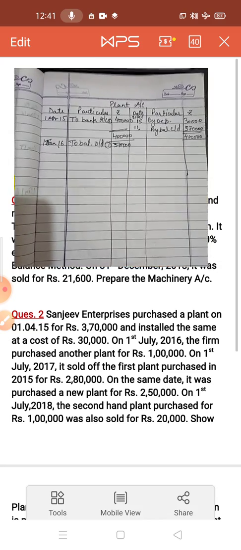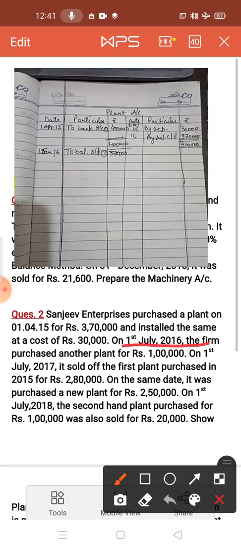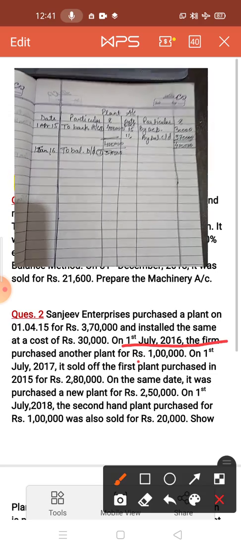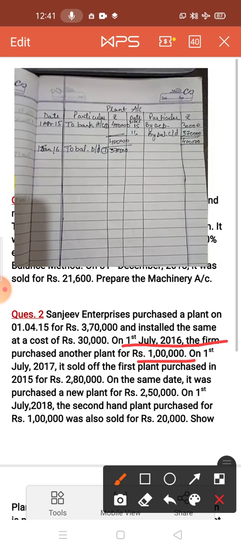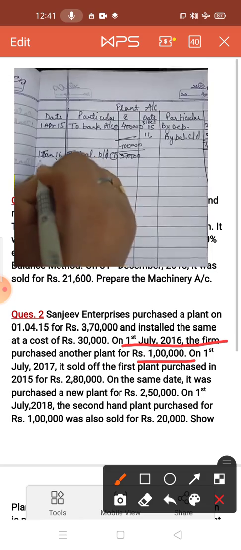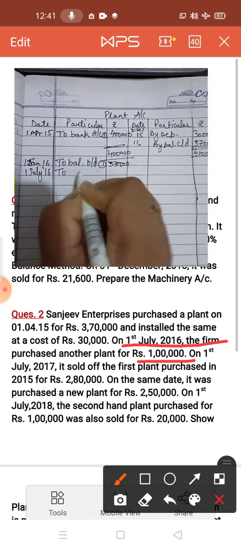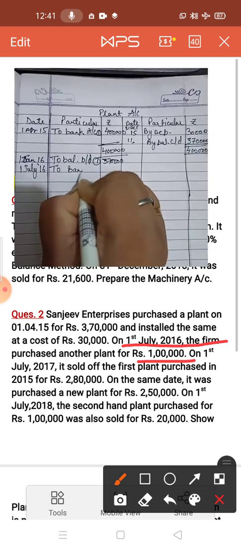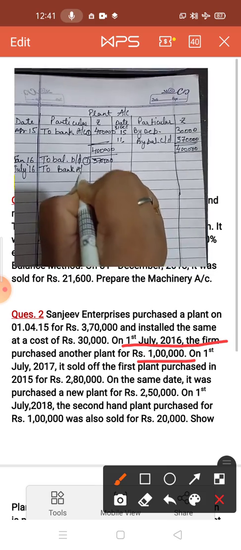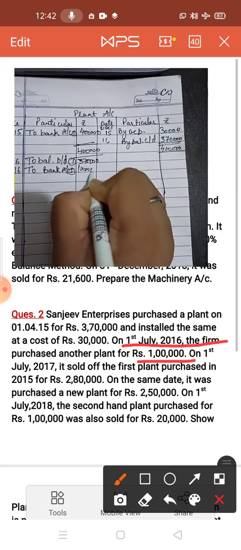2016. In 2016 you have purchased one more machinery, one more plant for rupees 1 lakh on 1st July 2016. So write down the date 1st July 2016 to bank number 2. To bank number 2 amount is 1 lakh.